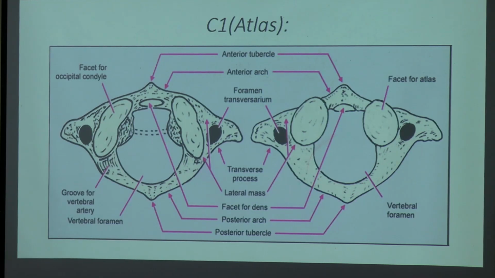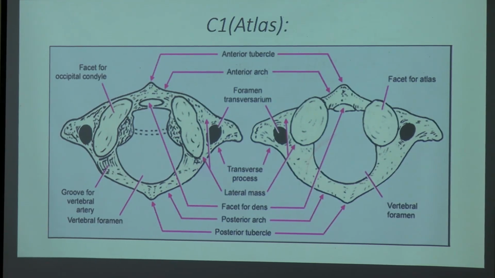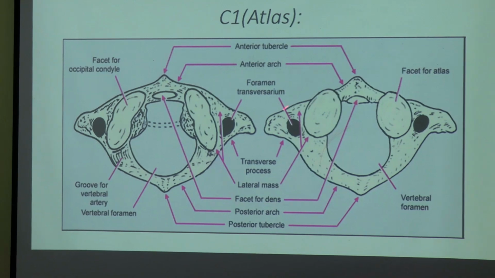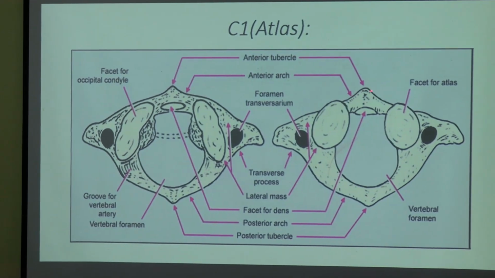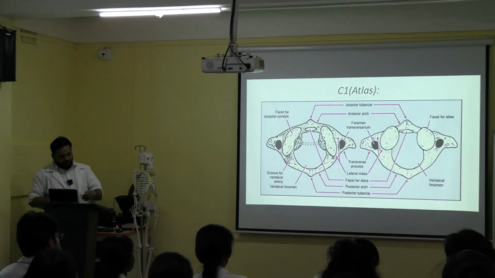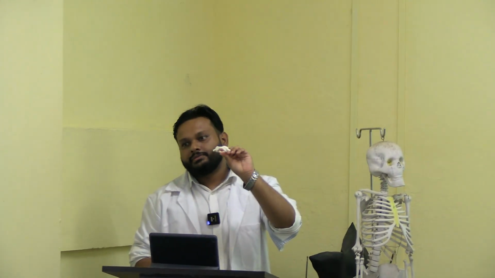And if you look at the bone from below, what are these two things? These are the facets for the axis. This is your foramen transversarium again. This is your anterior tubercle and this is your posterior tubercle. So this is your C1 cervical vertebra.